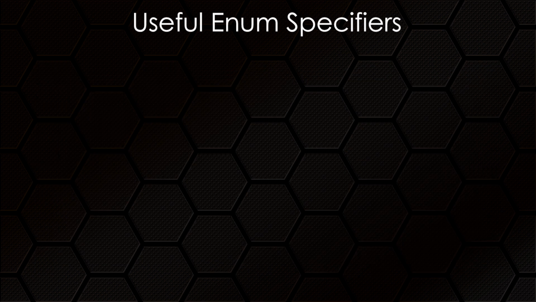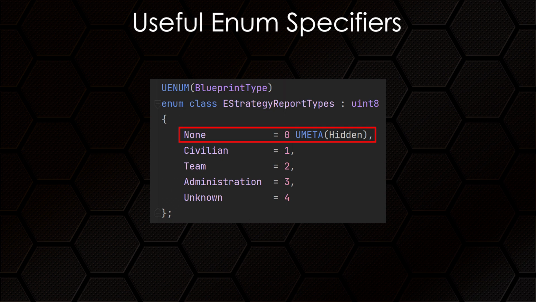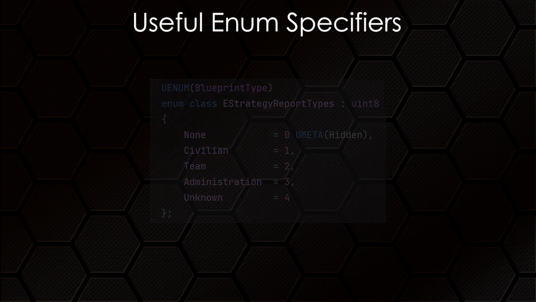Another useful specifier is the UMETA Hidden, which allows C++ programmers to define an enum which can be used by the Unreal editor, but which will not display certain entries to the user. For example, you might have an unassigned or none value, which you decide is perfectly valid in your C++ code, but which you don't want to allow level designers to select for placed actors, so you hide it.